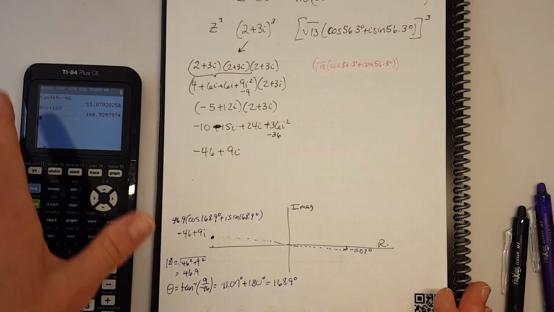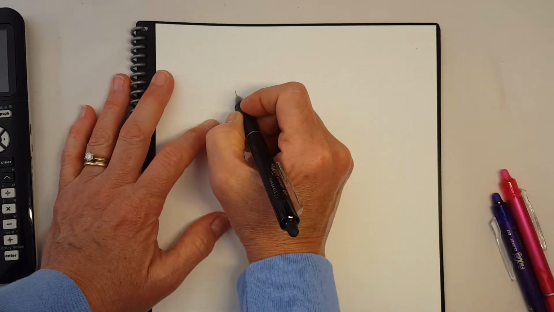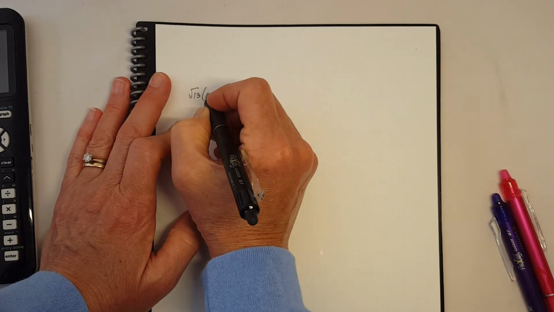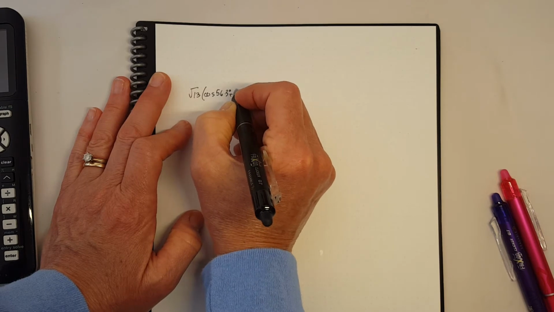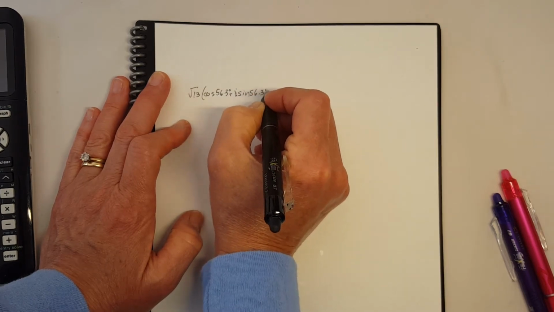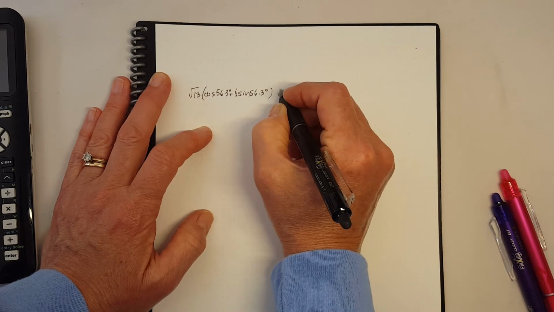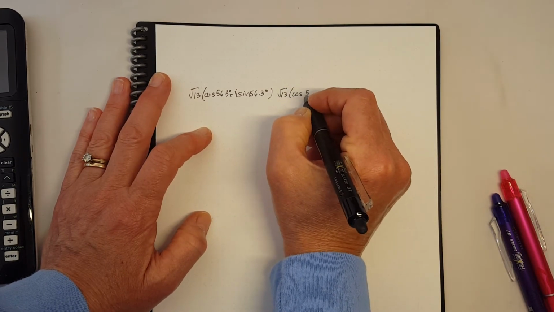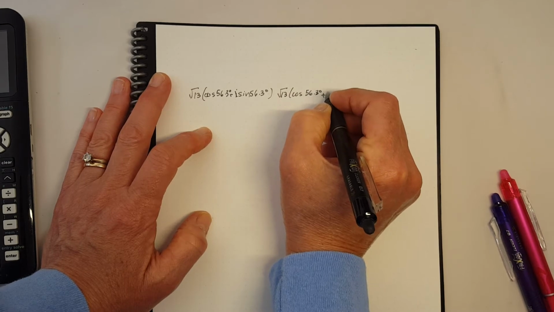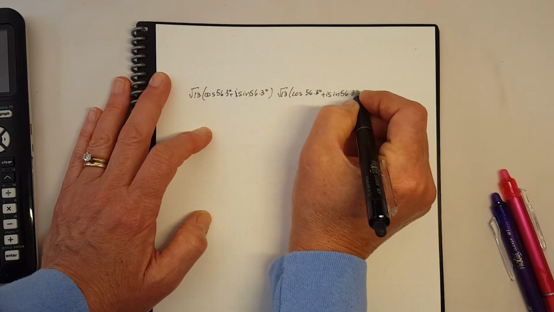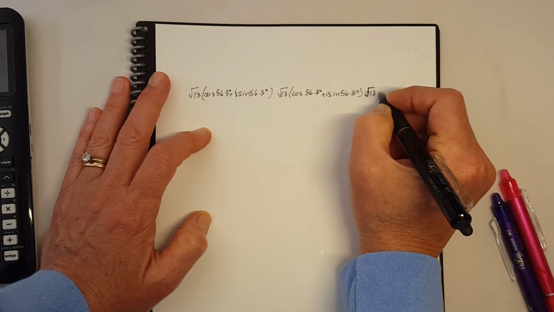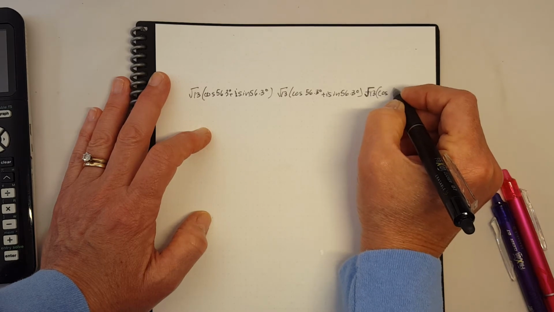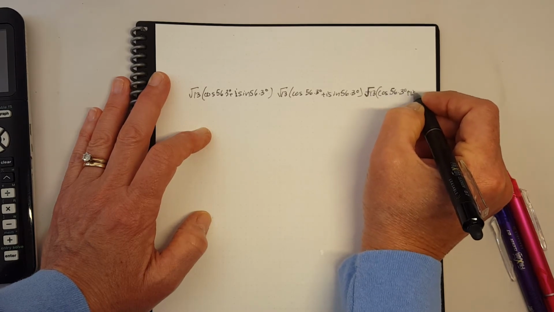Okay, so let me just turn the page over here so that we have a little bit more room. So we have the square root of 13 times the cosine of 56.3 degrees plus i times the sine of 56.3 degrees. And then we're going to multiply that by root 13 cosine of 56.3 degrees plus i sine 56.3 degrees, multiplied again, times root 13 cosine of 56.3 degrees plus i sine 56.3 degrees.